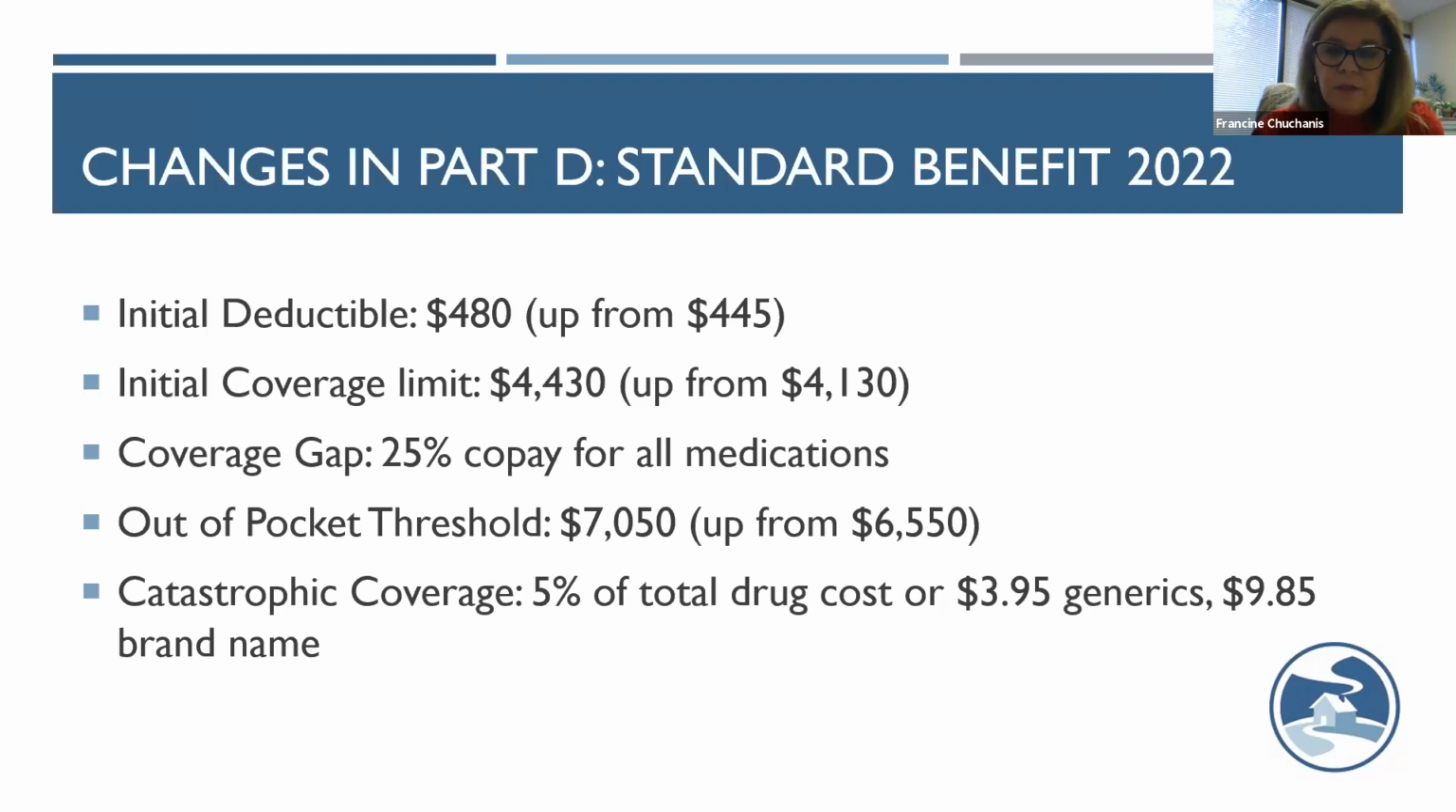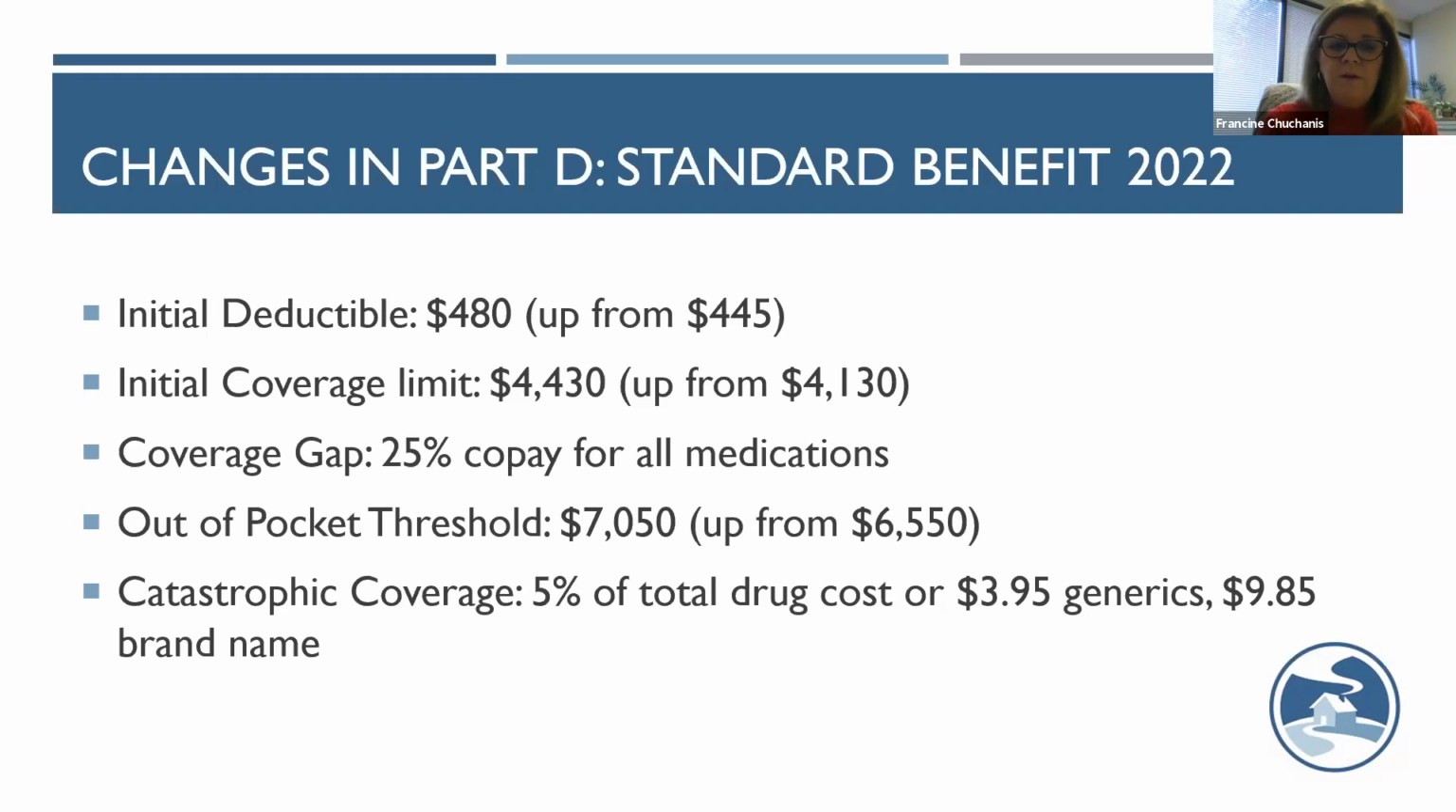The initial coverage limit for next year will be $4,430. What that means is once what you pay at the drugstore plus what the plan pays for your prescriptions hits that $4,430 mark, you would go into what we call the coverage gap. Used to be called the donut hole. It's really not a donut hole anymore because the Affordable Care Act made it so that now co-pays for prescriptions, once you hit the gap, can't be more than 25% of the cost of the medications.